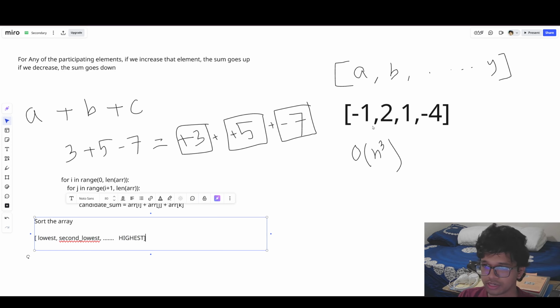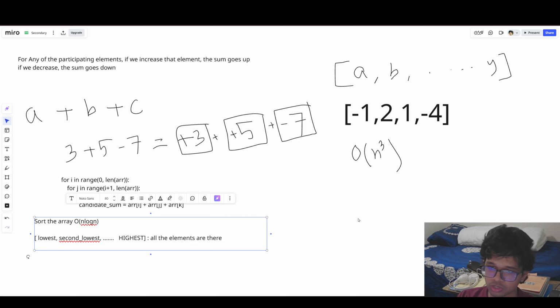Fine, no issues with that. We can sort the original array. That will take O(n log n) time, and the array is sorted. We just sort it. All the elements are there, just in sorted order. We have not lost any of the elements.